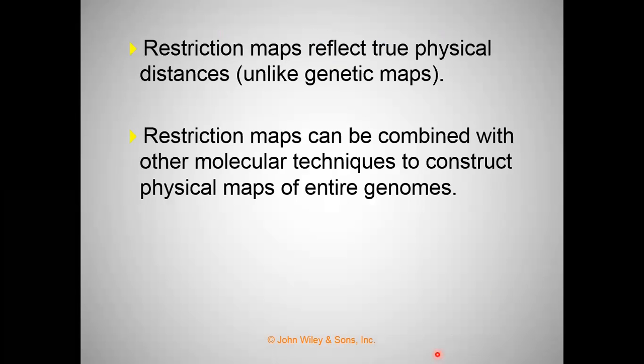Restriction maps reflect the true physical distances, unlike the genetic maps. Restriction maps give us the exact figure of how much distance there is between the two regions we are checking, in the form of nucleotide base pairs. The restriction map can be combined with other molecular techniques to construct the physical map of the entire genome.